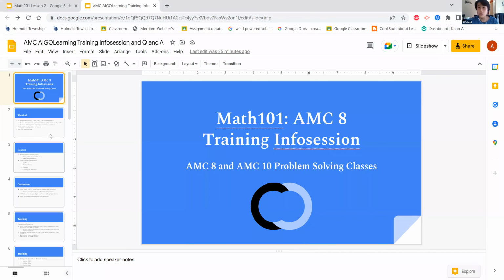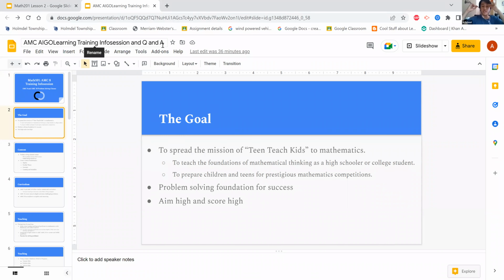All right. So the goal of this is to spread the mission of Team Teach Kids to mathematics. This is the first time that IGO Learning has done something with mathematics. The goal is to spread this idea of teens teaching, and higher education students teaching mathematics. And the goal of this course is to teach the foundations of mathematical thinking as a high school or college student or beyond.